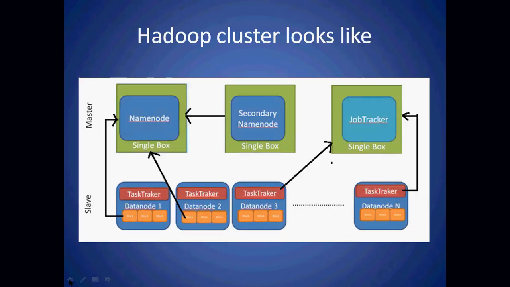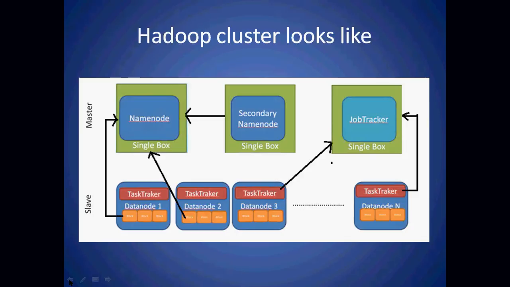Name node for metadata, secondary name node for backup of metadata, job tracker takes care of collecting the jobs from the user, and there are slaves. These are masters and there are slaves. This entire blue one refers to a single system. This is a single system. This is a single system. This is a single system. Like that.